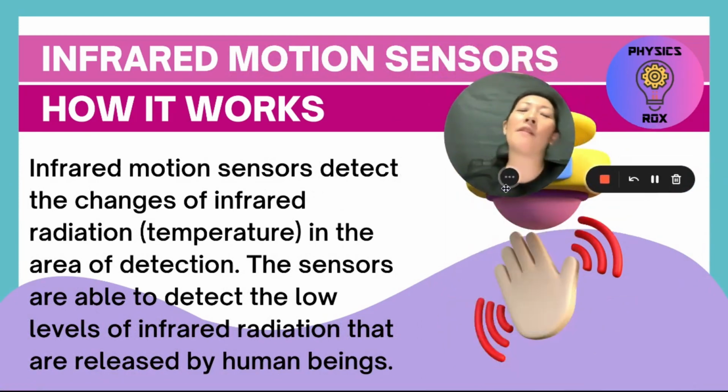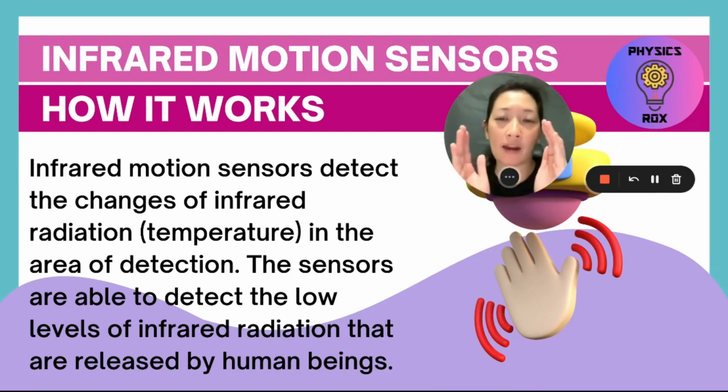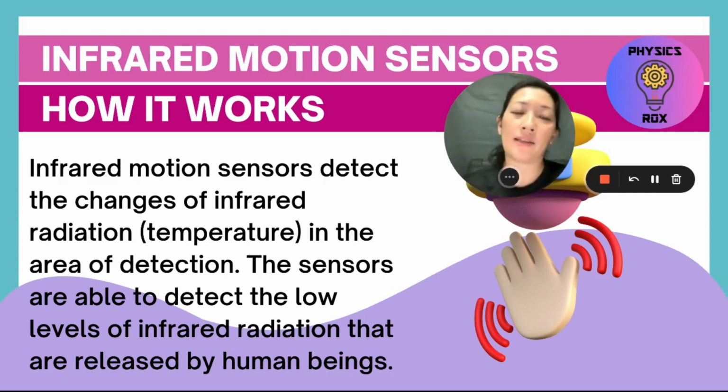All right, so infrared motion sensors and how the sensors work. They work by detecting the changes of infrared radiation within the area of detection. And now, human beings, of course, we do release infrared radiation, but at very, very low levels. These sensors are so sensitive they can detect these very low levels, and that's how it detects.